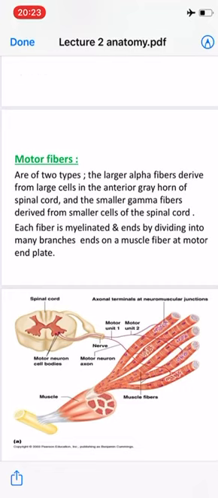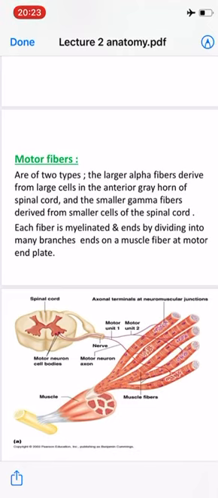Motor fibers are of two types. The larger called alpha fibers derived from the large cell in the anterior gray horn of the spinal cord. عندنا نوعين. النوع الأكبر يسمى الألفا فايبر وهذه موجودة في الانتيريور gray horn of the spinal cord. الحبل الشوكي يحتوي على منطقتين. يوجد فيه منطقة تسمى anterior gray horn of the spinal cord. هذه المنطقة توجد فيها الخلايا المولدة للألياف الحركية.